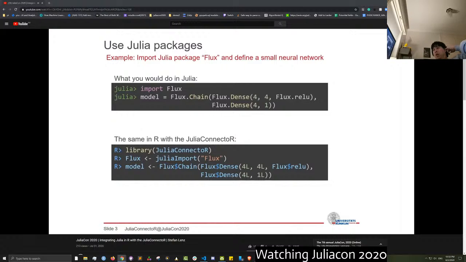Chaining function calls is possible because object references can be transferred between R and Julia. In the same way, the return value of a function call, here our neural network, can be assigned to an R variable. As you can see, this allows a quite tight integration on the syntax level.